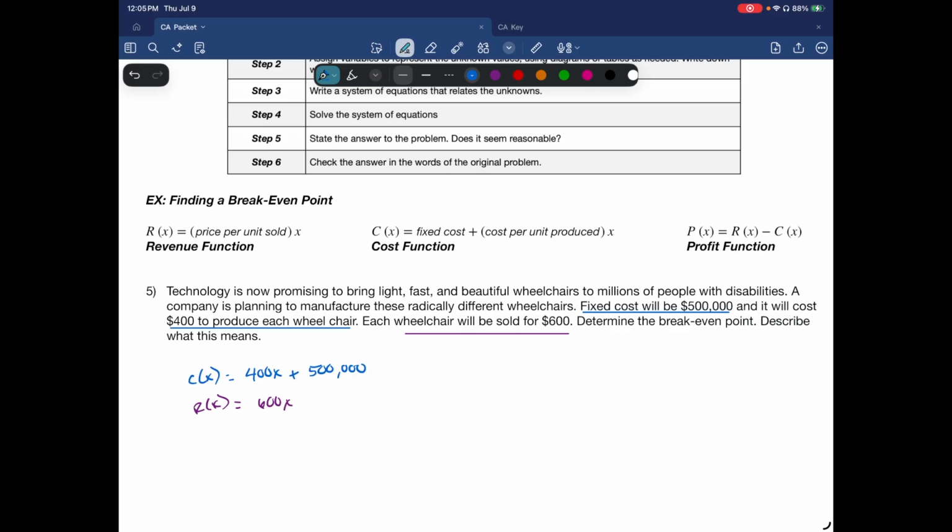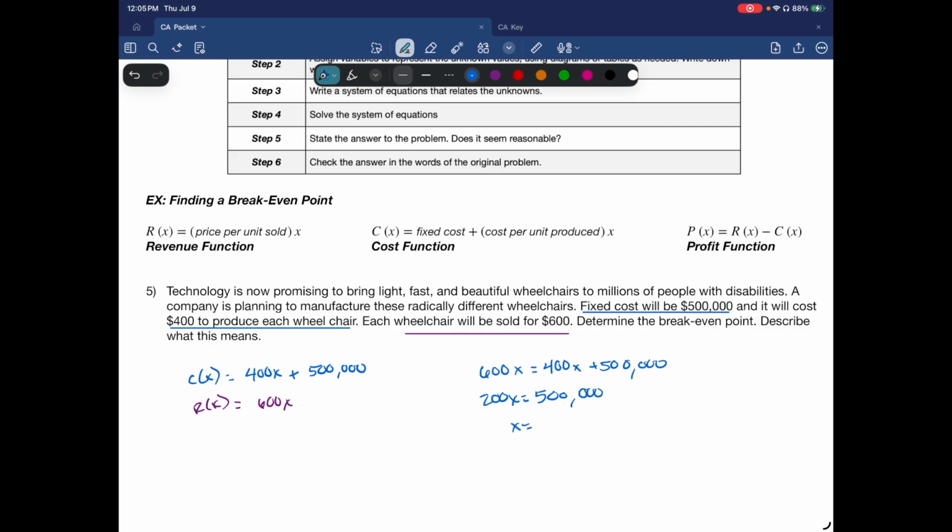Now, like I said before, you make a profit when the revenue is bigger than the cost, but you break even when they're equal. Okay, so if it's asking for break-even point, then I'm going to set these two equations equal to each other. And this is a system of equations. So you get 600x equals 400x plus 500,000. All right, subtract the 400x, you get 200x equals 500,000.